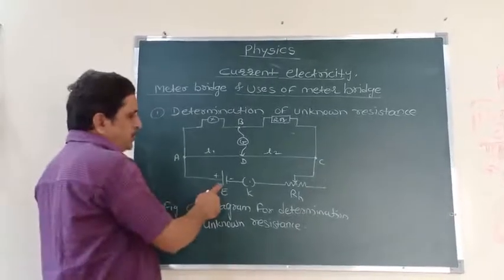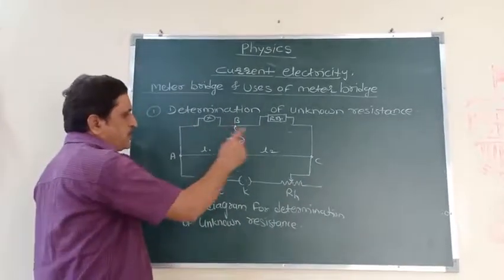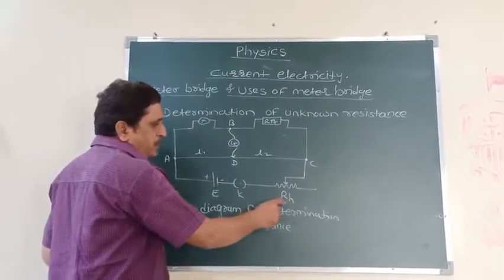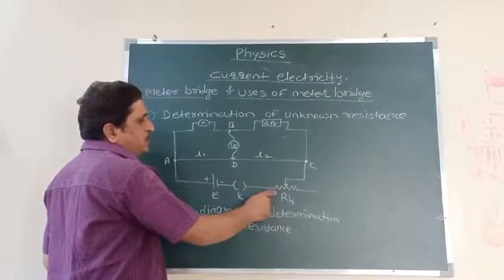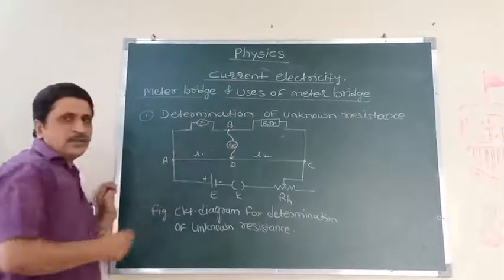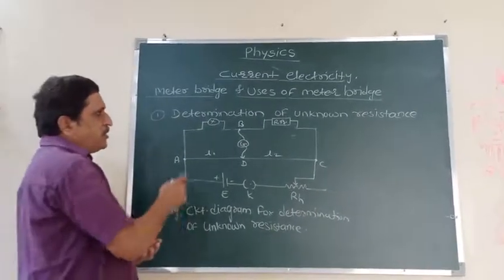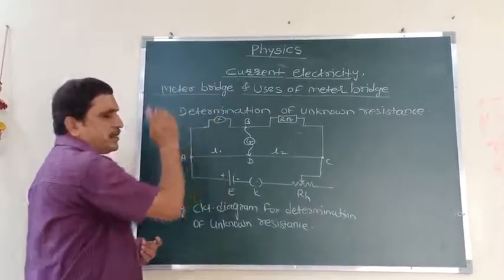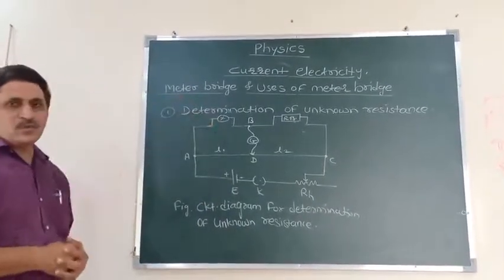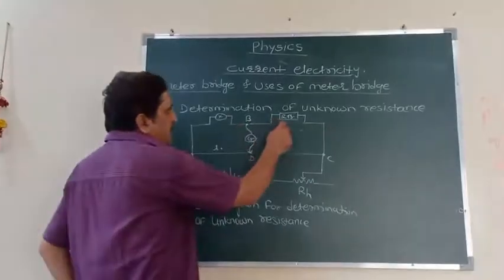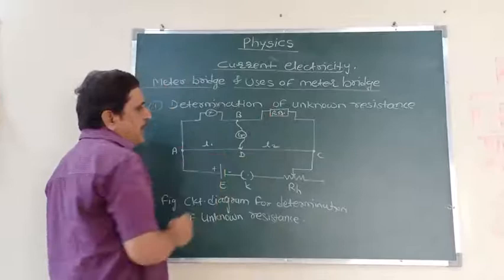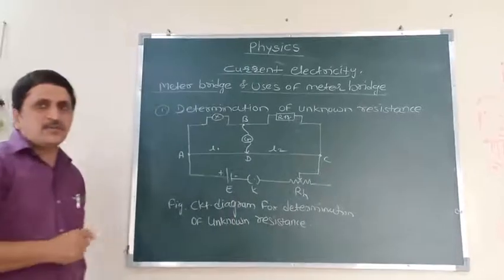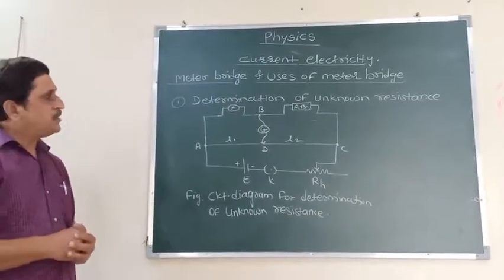Here the cell is used just to supply the electric current that will flow through the circuit. The key is useful just to close or open the circuit. The rheostat is used to control the current flowing through the circuit. That means in the circuit diagram, the resistance whose value is to be determined is connected in the left gap of the Wheatstone's meter bridge. Then the standard resistance box is connected in the right gap. Then cell, key, rheostat are connected as per the circuit diagram. This is about the construction of this circuit diagram.